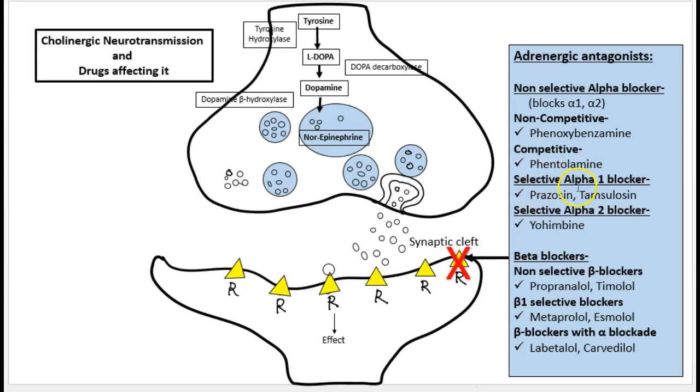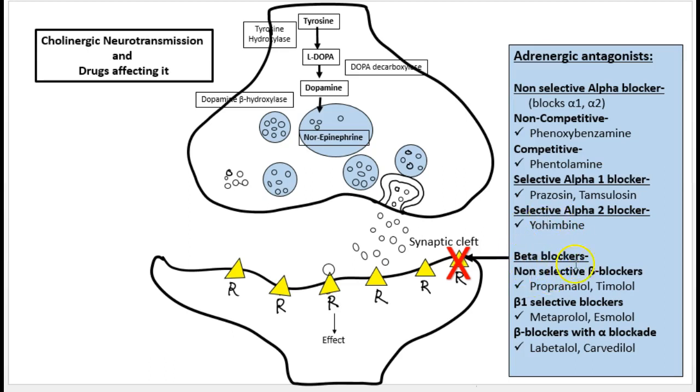Whereas we have also got selective alpha 1 blockers, whose drug names usually end with zosin, like prazosin, doxazosin, tamsulosin. And you also have a selective alpha 2 blocker, of which there's only one drug, that is yohimbine.